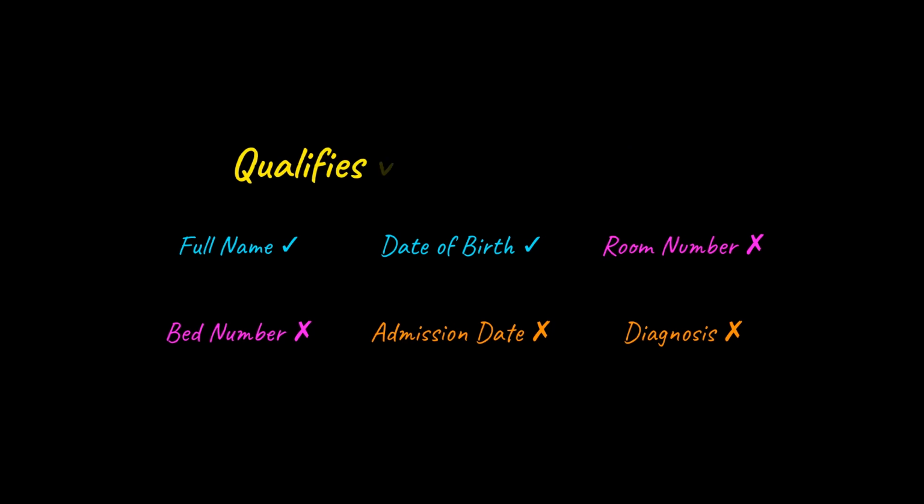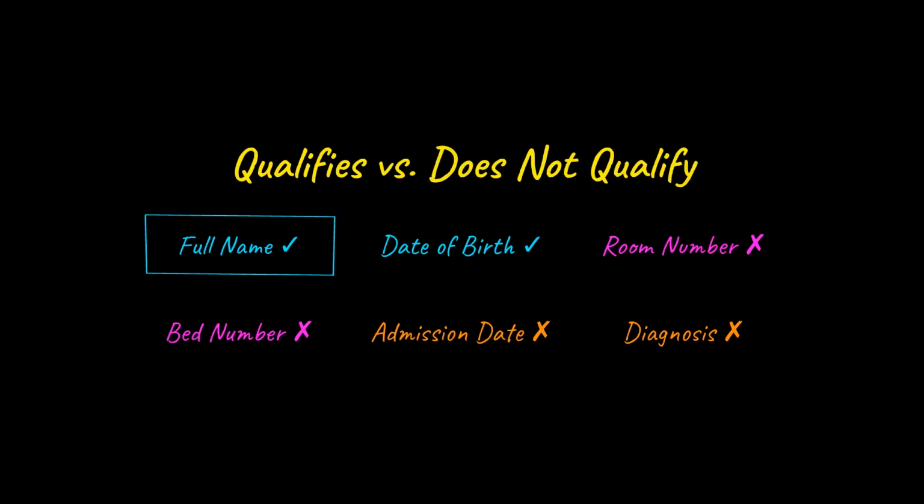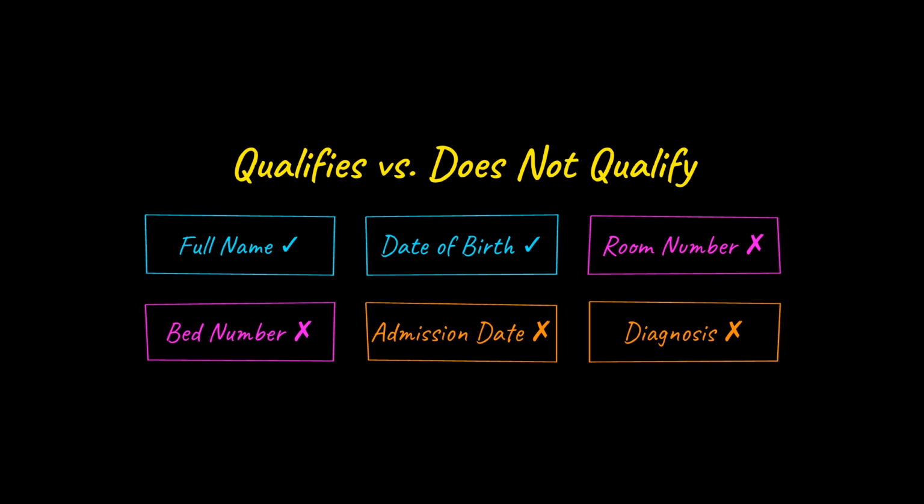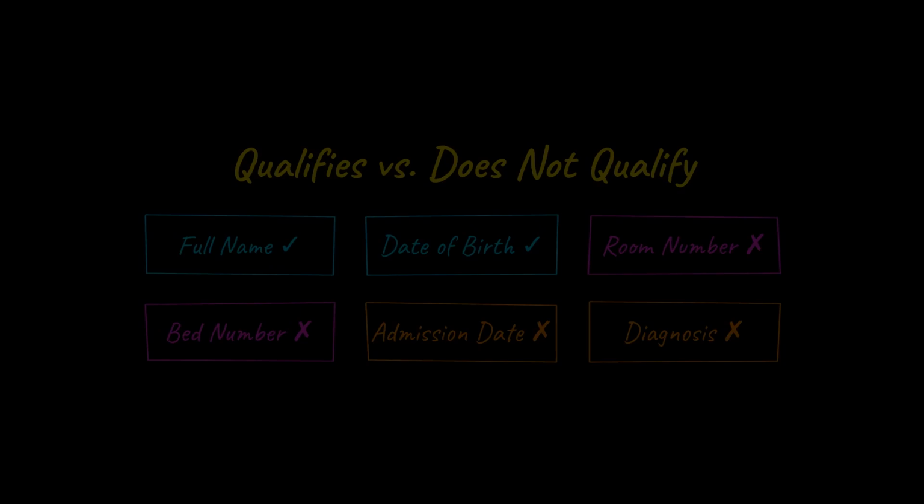The trap is that room number, bed number, admission date, and diagnosis all sound patient-specific, but they're operationally variable. A room number changes when a patient transfers. A diagnosis changes when results arrive. Neither is reliably tied to the patient as a unique individual.